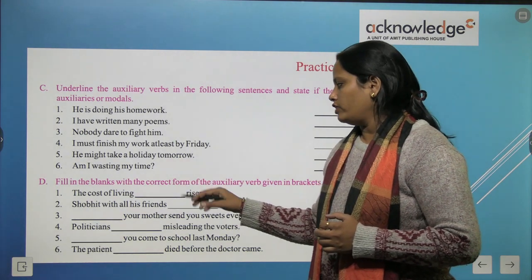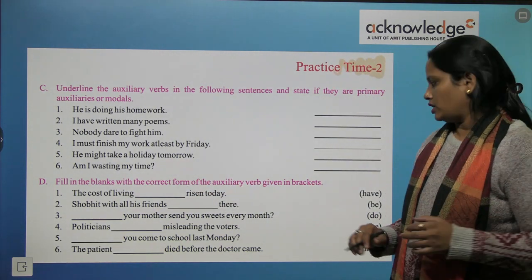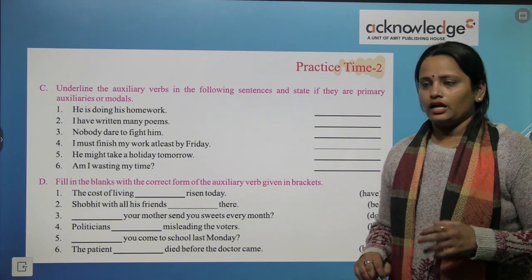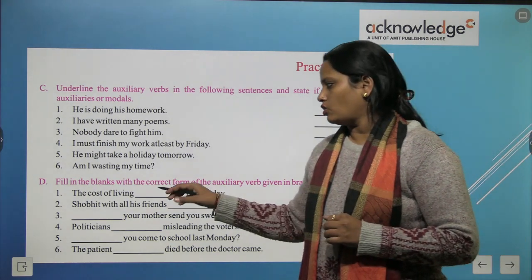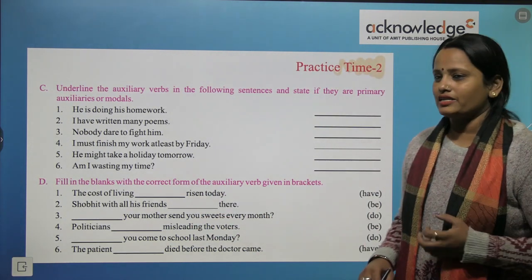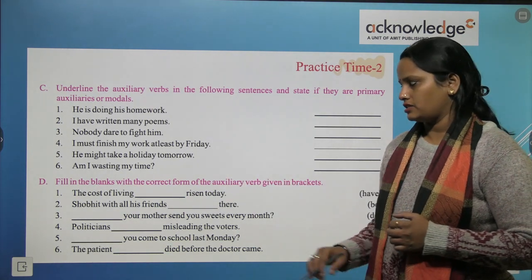The cost of living has risen today. So have को हमें fill करना है. तो have का कौन सा form आएगा? The cost of living has risen today. So here we have to write has.